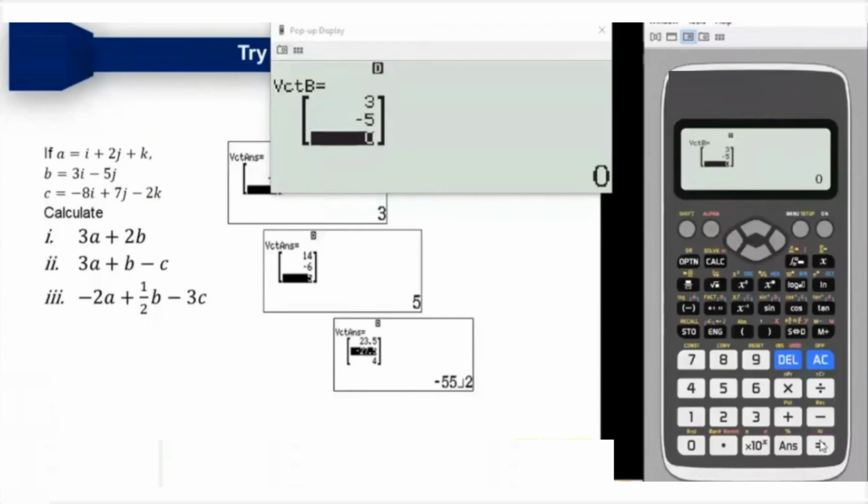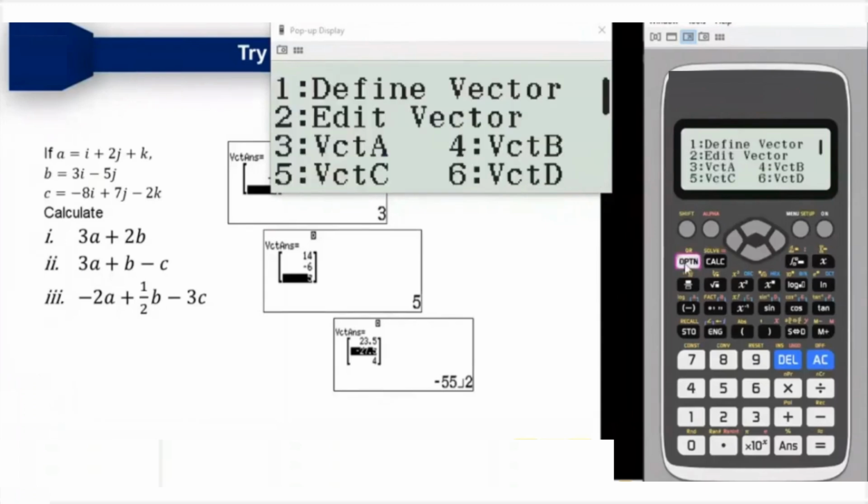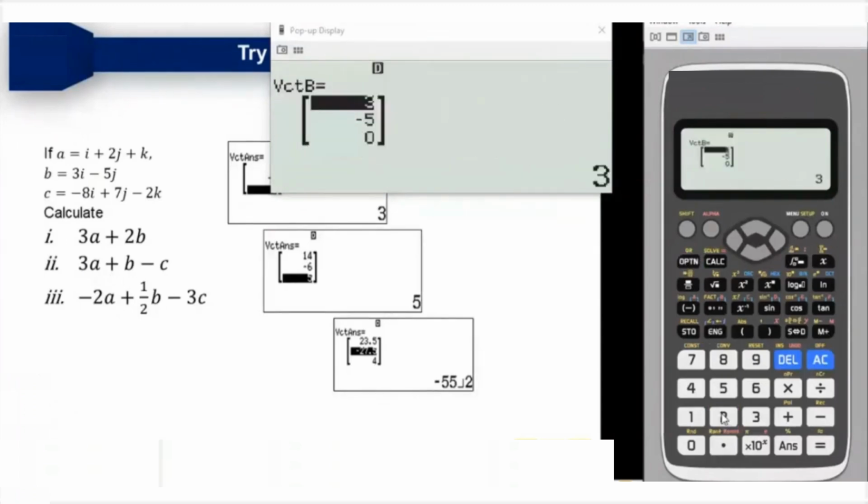in place of, sorry, I apologize. I'll edit vector B. I'll press 2 and I need to edit vector B. It's 3I minus 5J and there is no K. So it is 3, minus 5 and 0. I will write 0 in place of K because there is no K. Kindly do not consider this as a two-dimensional vector because the question itself is in three-dimensional form.